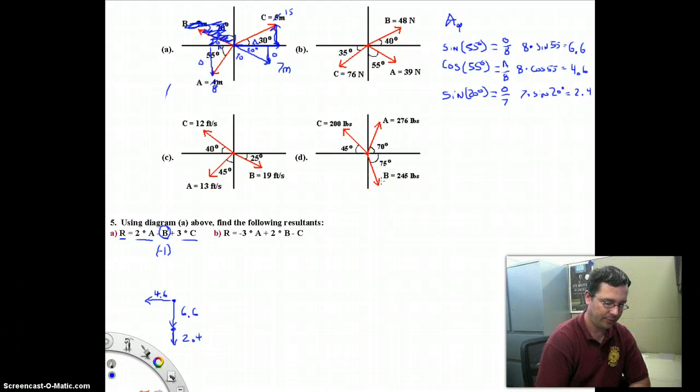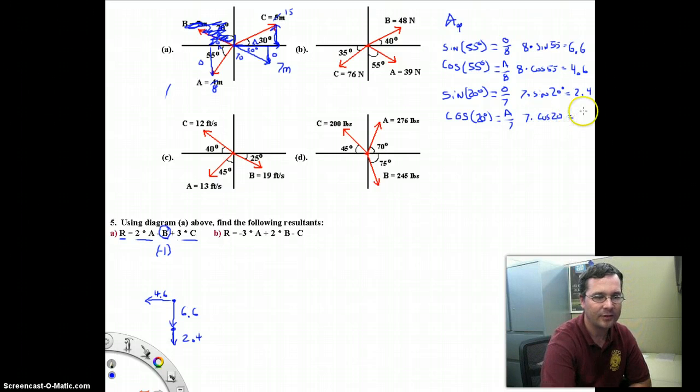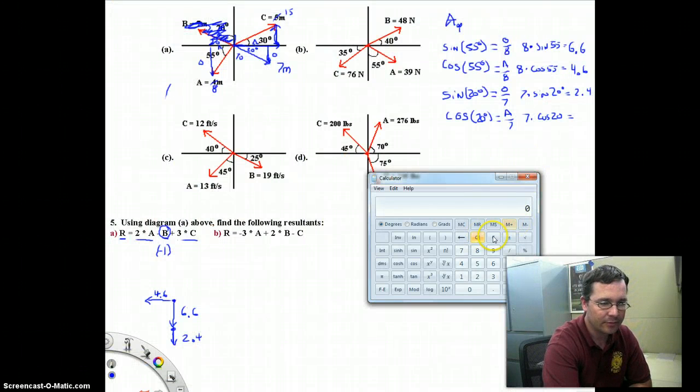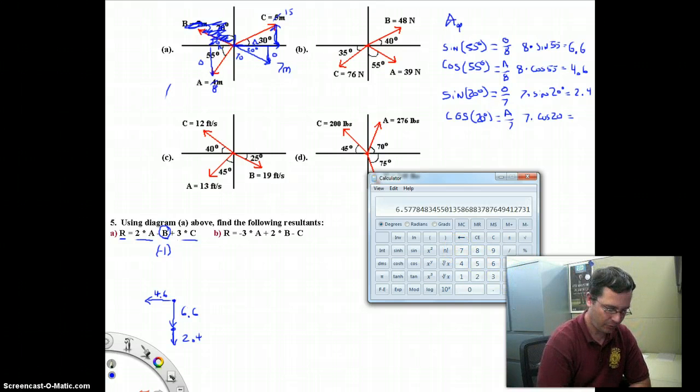The horizontal component, again, of vector B, same process. The cosine relates the adjacent and the hypotenuse. Cosine of 20 degrees equals the adjacent side over 7. 7 times the cosine of 20 degrees is going to give us the length of the adjacent side. We'll clear this out of here. 20 degrees cosine times a unit length of 7 is about 6.6.